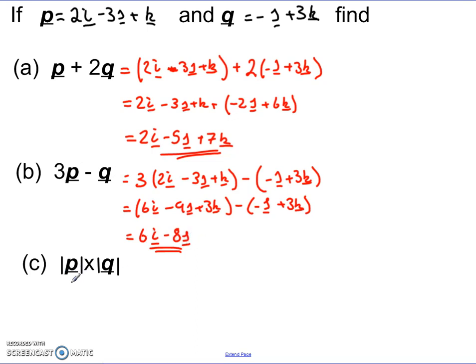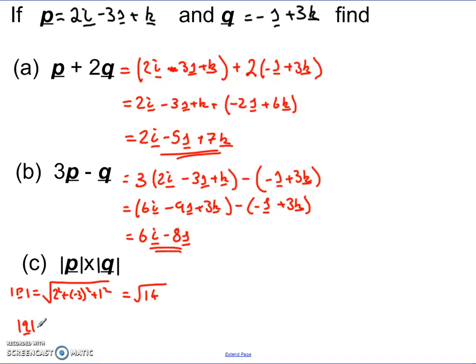The last one is the magnitude of p times the magnitude of q. Now to do this one, we have to calculate the magnitudes first. Remember, that doesn't change. The magnitude is still the square root of the x squared plus the y squared plus the z squared components. So the magnitude of p is given by the square root of 2 squared plus the negative 3 squared plus 1 squared. So 2 squared is 4, negative 3 squared is 9, 1 squared is 1, so it's 4 plus 9 plus 1, so it's the square root of 14.